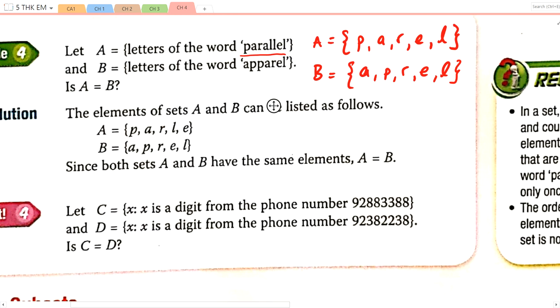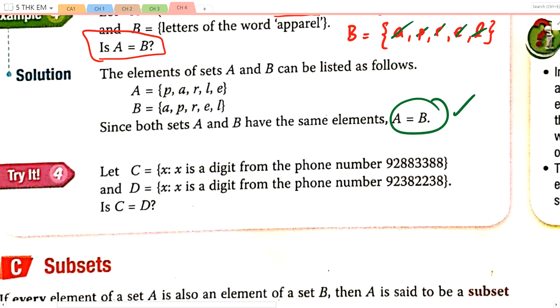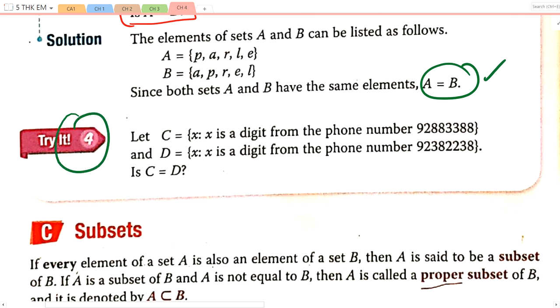Okay, so is set A equal to set B? Let's do a check. We've got P and P, A, R, E, and L. They have exactly the same elements. So we say that yes, they are equal. Okay, so try it 4. You can just take 30 seconds.